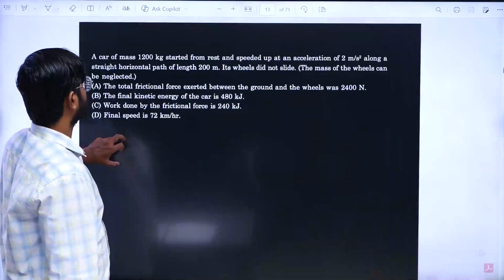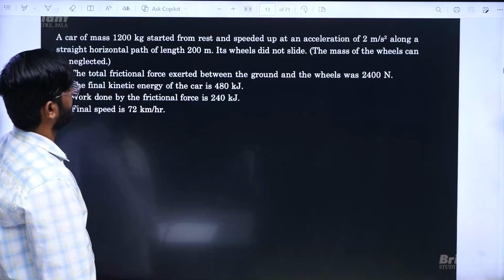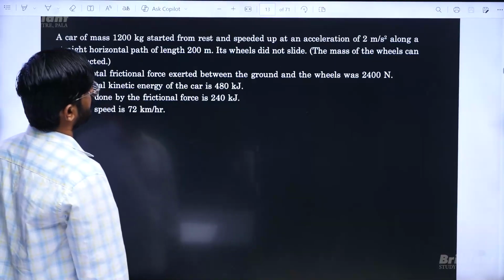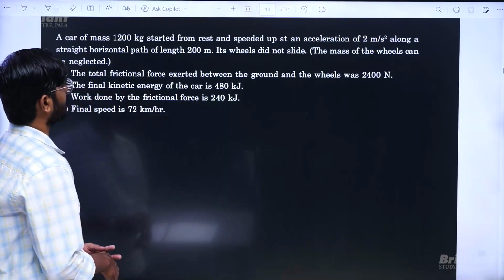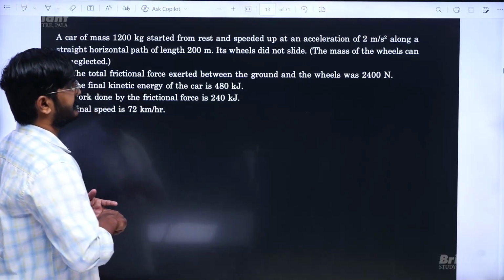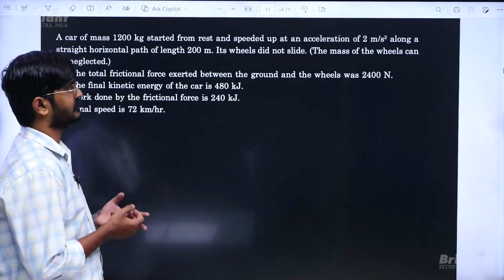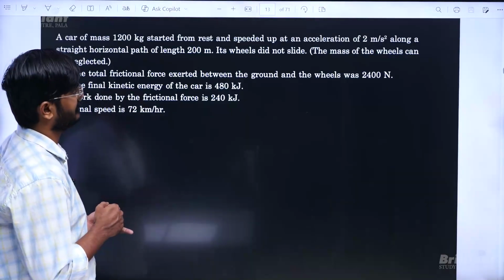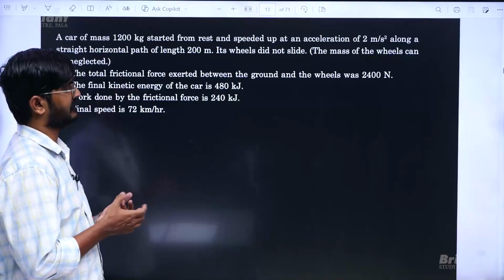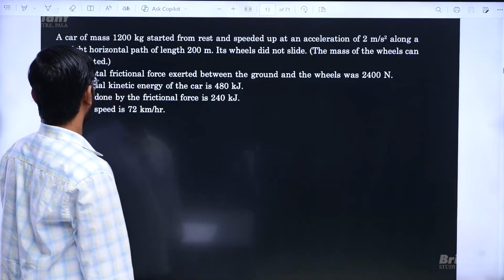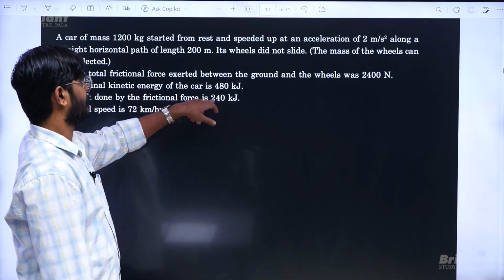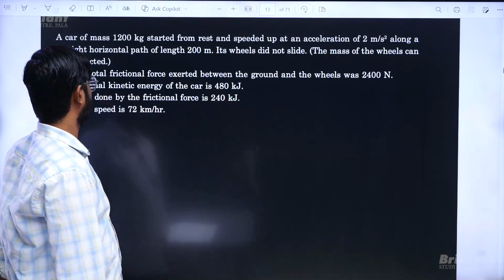A car of mass 1200 kg started from rest and speeded up at an acceleration of 2 meters per second square along a straight horizontal path of 200 meters. Its wheels did not slide. The meaning is there is no slipping. So net work done by friction is going to be 0. In fact, work done by friction alone is going to be 0 because the bottommost point is momentarily at rest. So work done by friction force is going to be 0. So option C is straight away wrong.